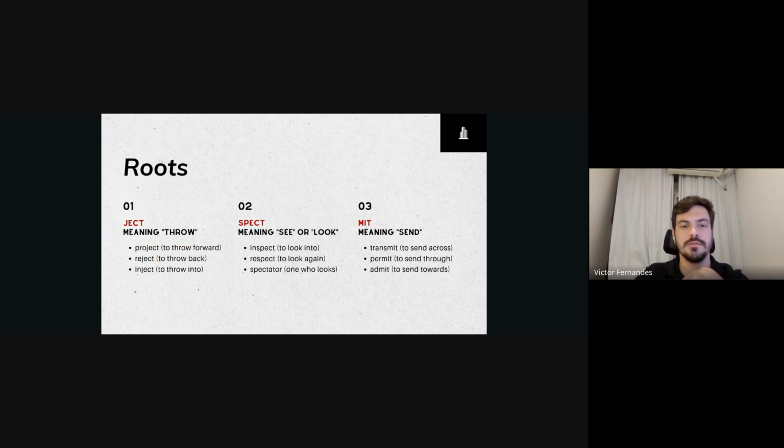In the case of spec, we have inspect or respect or spectator, the one who looks. And for the root mit, which means send, we have transmit, permit, and admit.